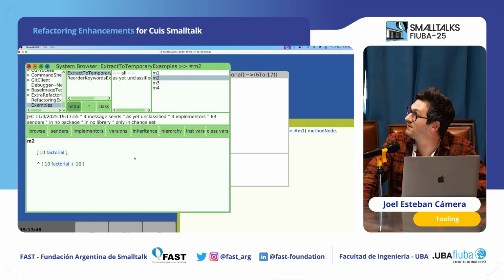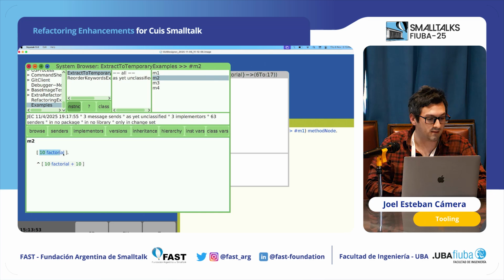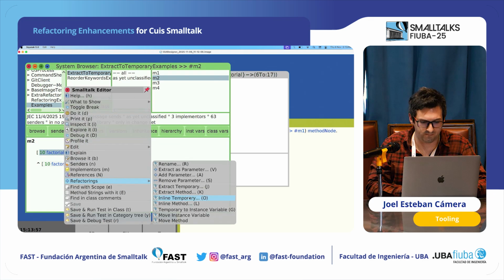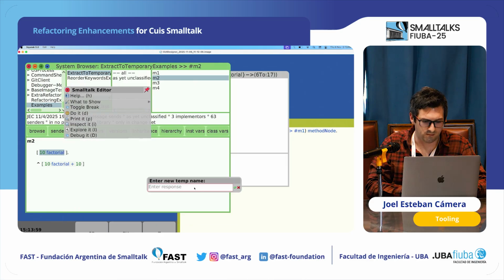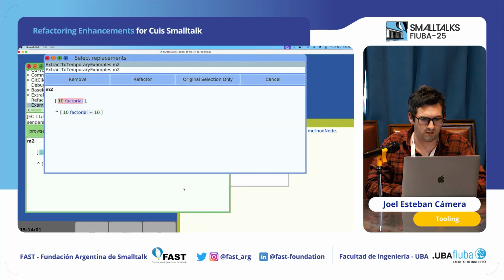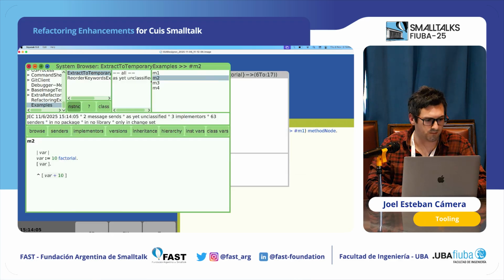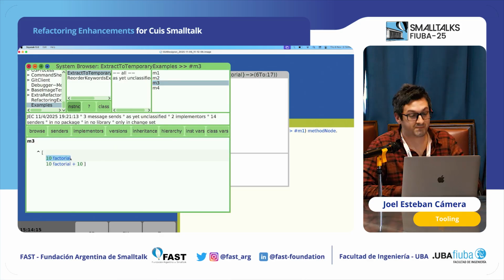Then this works also with blocks like this. I can extract this one. If I extract this piece of code, the temporary, I refactor, and it works. The common scope of these two blocks is the method node, but this works also with the block.